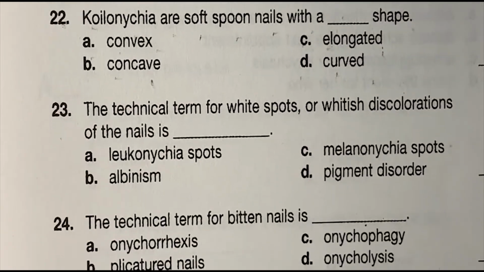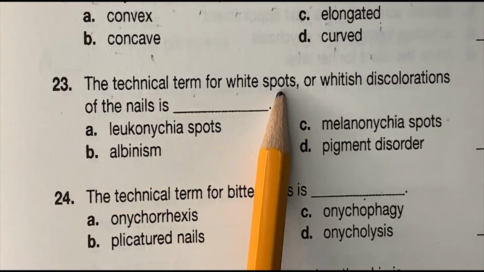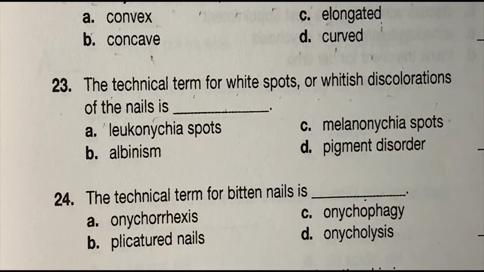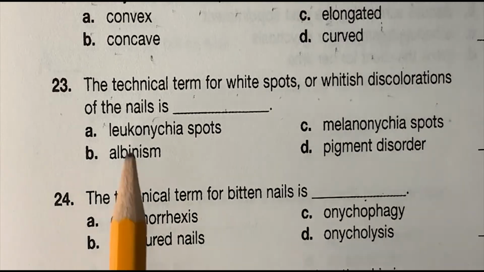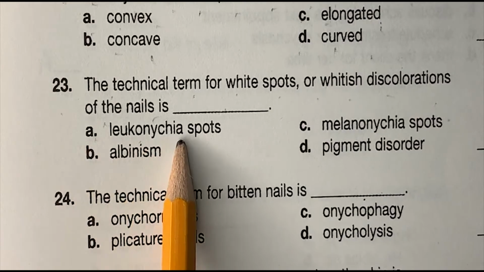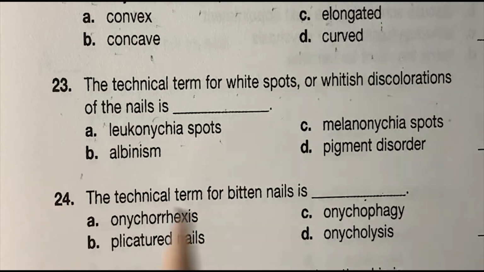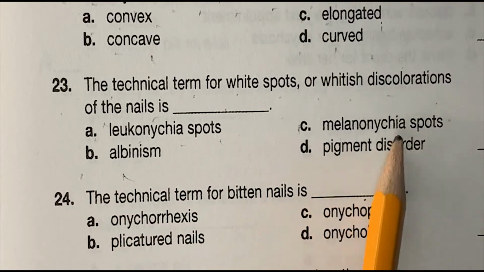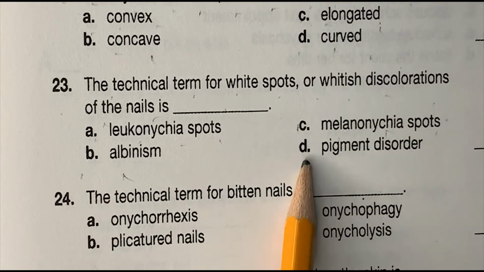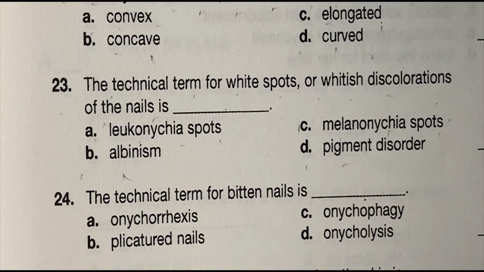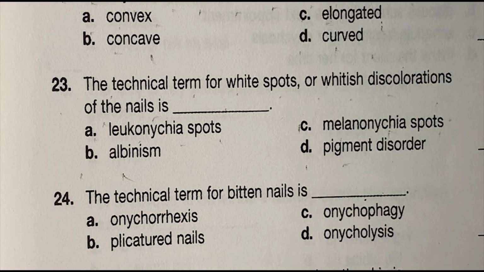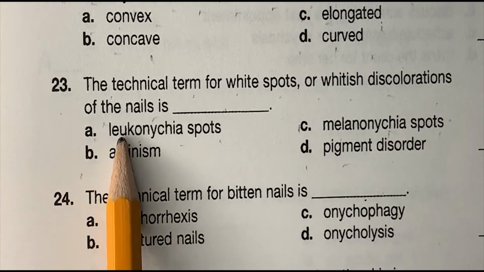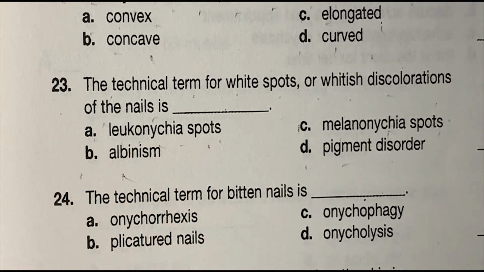Number 23, the technical term for white spots on the nail, a white discoloration of the nail, is blank. A, leukonychia spots, B, albinism, C, melanonychia spots, or D, pigment disorder? And your correct answer is A, leukonychia spots.